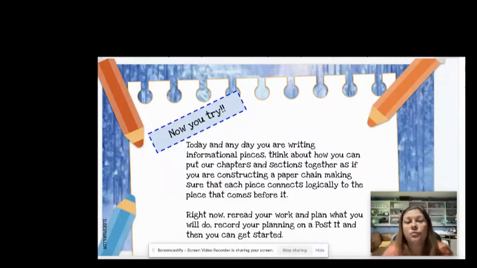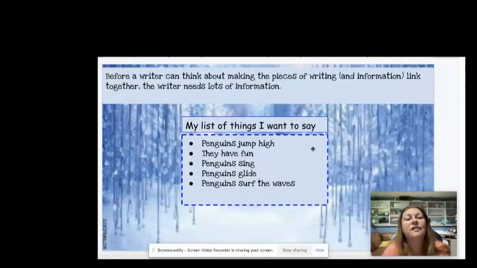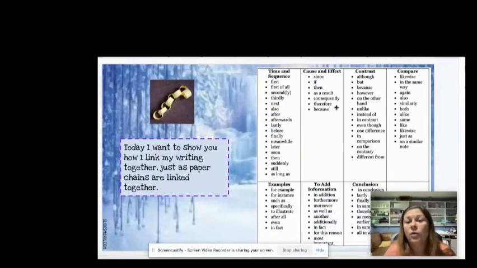Right now, reread your work and plan what you will do. Record your plan on a Post-it note and then you can get started. Create a little list like I did, my list of things I want to say. So that way you have structured your writing a specific way, and then you can get writing. All right. And again, you are more than welcome to come back to the video where the linking words are and use them in your writing.